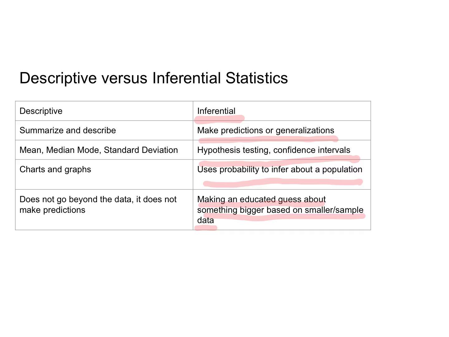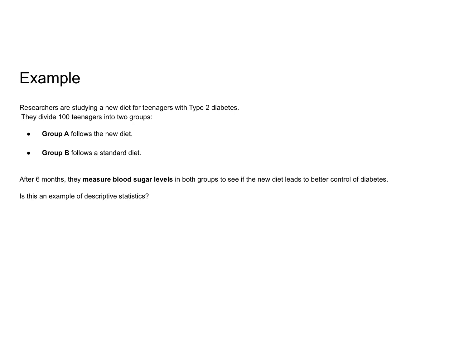And so I thought it would be good to give you an example that might help you to see the difference. Here's an example. It says researchers are studying a new diet for teenagers with type 2 diabetes. They divide 100 teenagers into two groups. Group A follows the diet. Group B follows a standard diet. After 6 months, they measure blood sugar levels in both groups to see if the new diet leads to better control of diabetes. Is this an example of descriptive statistics?